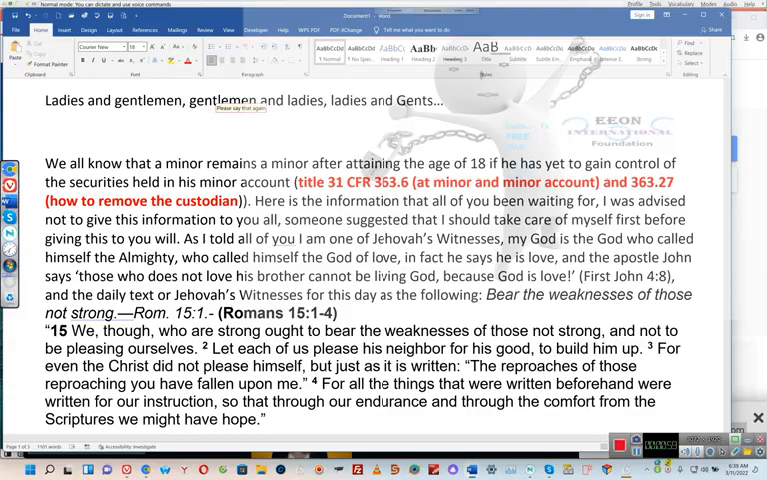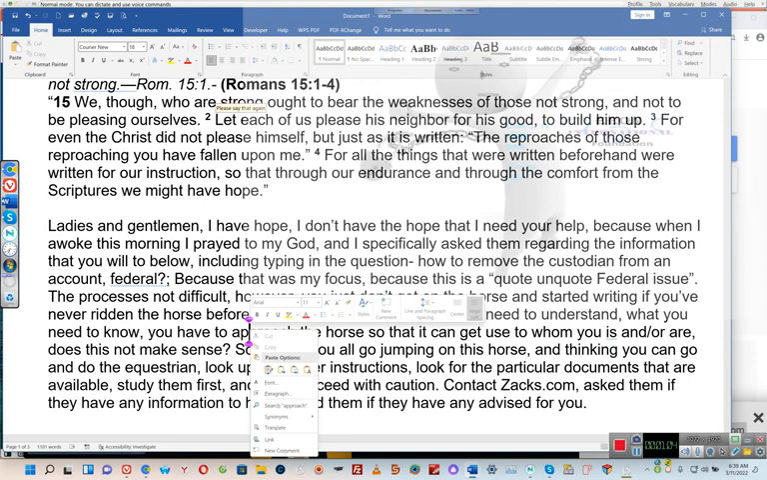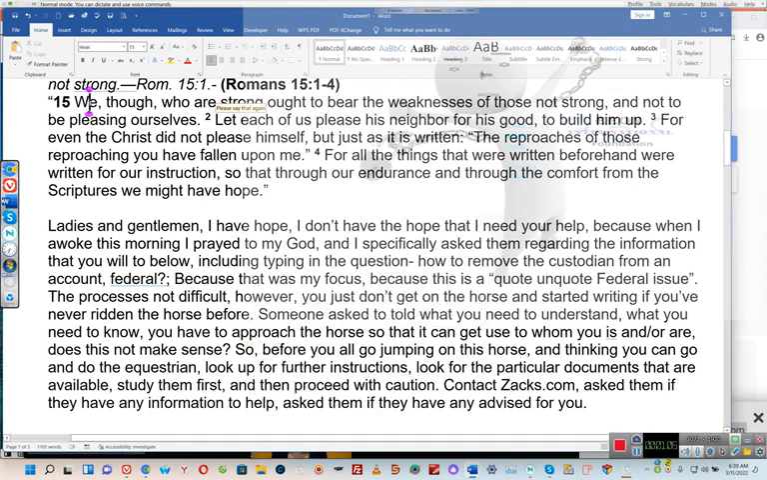Bear the weaknesses of those not strong. Romans 15:1-4. We, though, who are strong ought to bear the weaknesses of those not strong, and not to be pleasing ourselves. Let each of us please his neighbor for his good, to build him up. For even the Christ did not please himself, but just as it is written, the reproaches of those reproaching you have fallen upon me. For all the things that were written beforehand were written for our instruction, so that through our endurance and through the comfort from the Scriptures we might have hope.